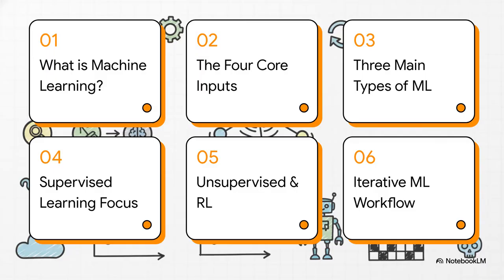Okay, so here's the game plan for this explainer. First, we'll nail down what machine learning actually is. Then, we'll look at the 4 essential ingredients you absolutely need to make it work. After that, we'll cover the 3 main flavors of ML, dive a little deeper into the most common one, and finally, we'll tie it all together by looking at how a real project workflow actually happens.